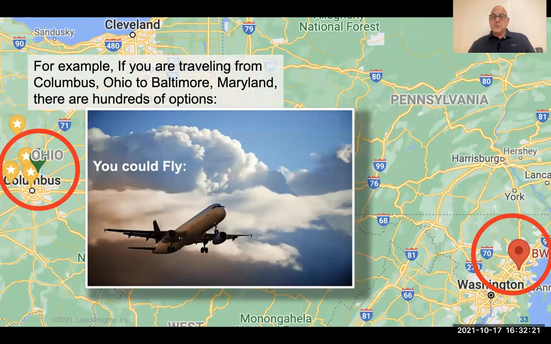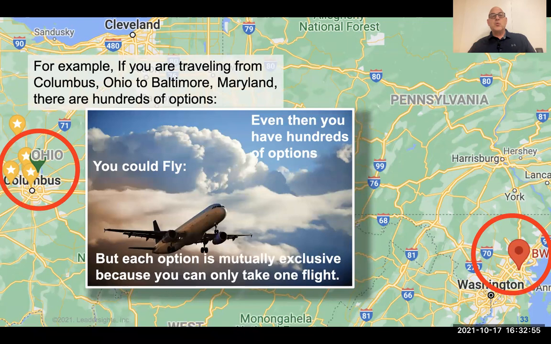So one option is you could fly. But there are hundreds of options to fly. Southwest runs a direct flight from Columbus to BWI several times a day, but sometimes they have to run through another city before they can get to Baltimore. If you fly on Delta or American, you're definitely going to have to fly to a hub city before you get to Baltimore. I think on Delta, most of the time I've got to either fly to Atlanta or Detroit before I can get to Baltimore. But each one of those flights is mutually exclusive because you can only do the one.